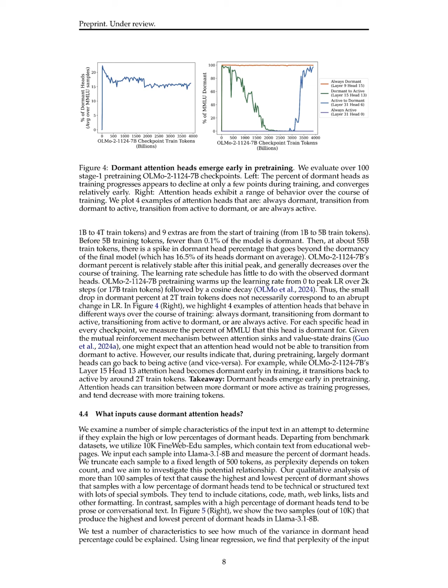Furthermore, our analysis indicates that the effectiveness of Honor can vary based on the input characteristics, such as the complexity and structure of the text, which may lead to inconsistent identification of dormant heads. Lastly, while Honor generally performs well, it may not capture all nuances of attention head activity, particularly in cases where heads transition between dormant and active states during training.